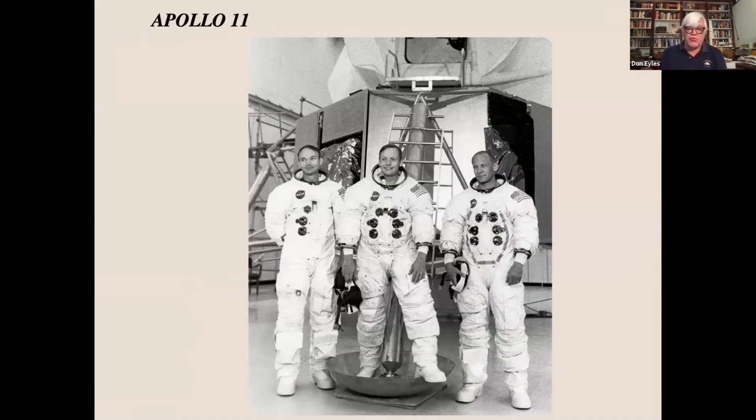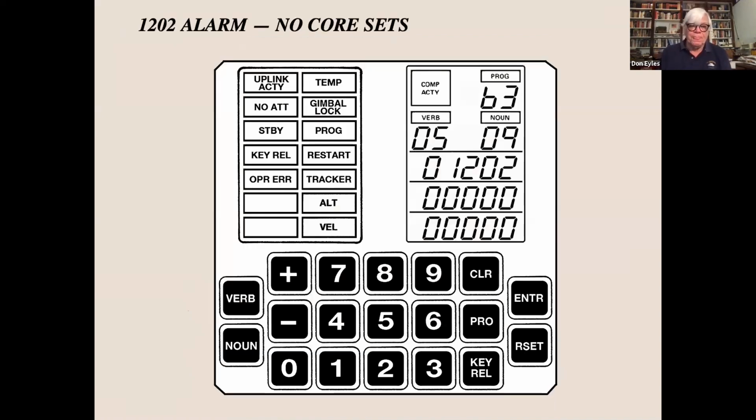That's the Apollo 11 crew. Next. And that's the DSKY displaying the famous 1202 alarm. That was the moment when the lunar landing seemed to almost go off the rails. Let's go to the next slide.